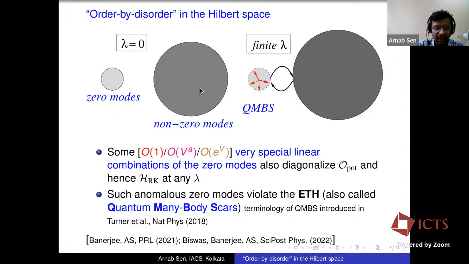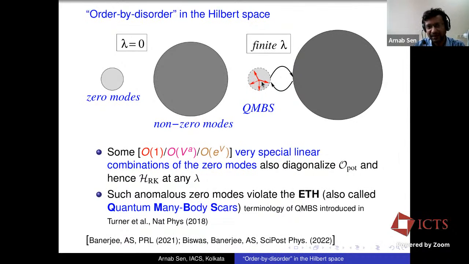Okay. Now, when one turns on a finite lambda in this theory, this index theorem is violated. Because this index theorem is violated, I would expect that these zero modes hybridize with the non-zero modes to form new excitations or new many-body eigenstates of this theory. But what happens remarkably is that certain special zero modes, which I indicate by these red arrows, simultaneously diagonalize the kinetic energy as well as the potential energy of this theory, and therefore they persist to be true eigenstates of this theory at any finite lambda.